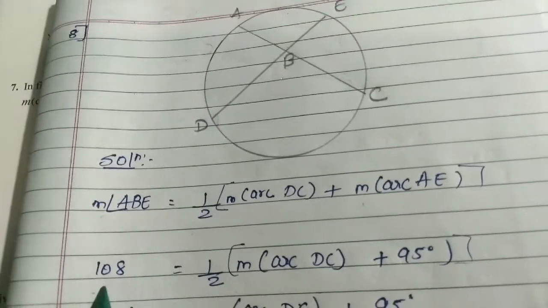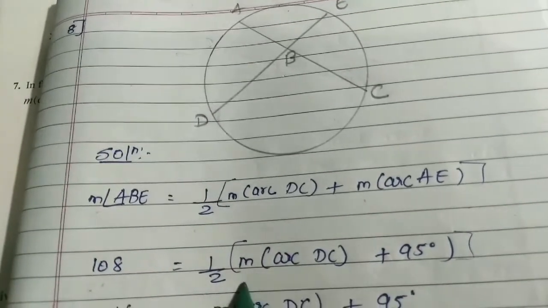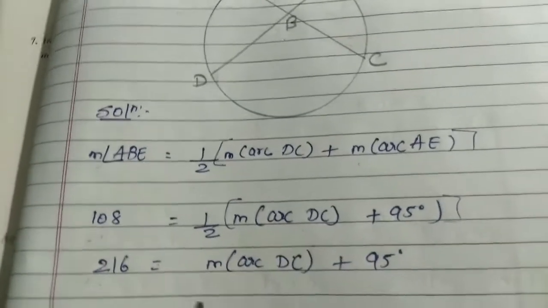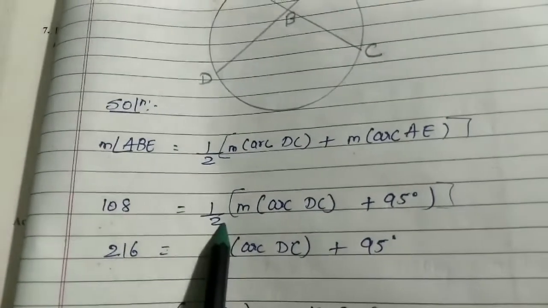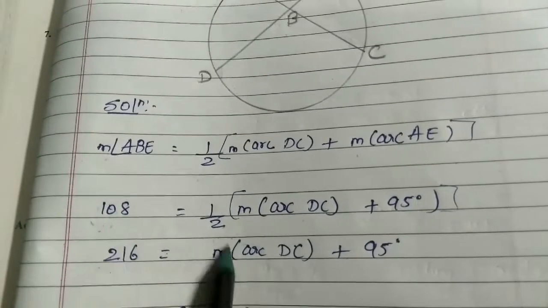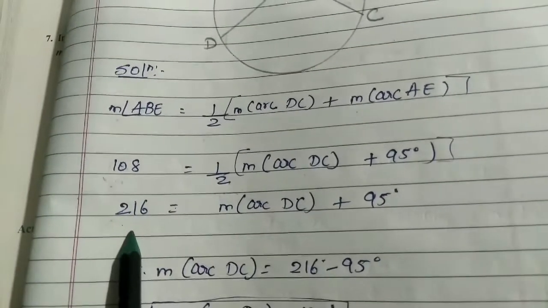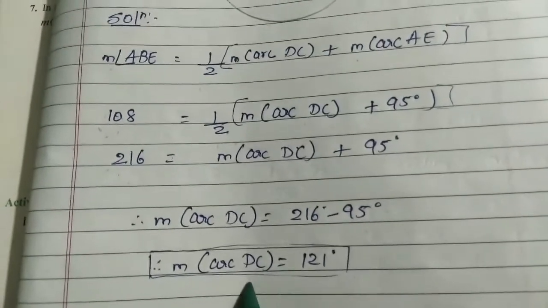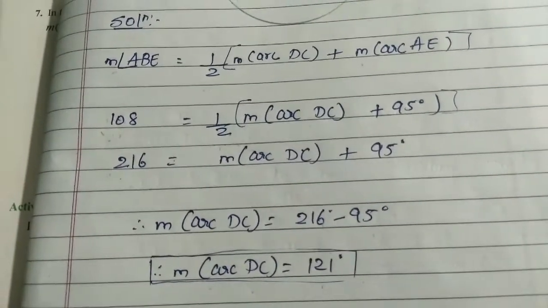equals half of major arc DC plus AE. So ABE equals 108, half into major arc DC plus 95. Cross multiplying will give you 216. So 216 minus 95 will give you major arc DC as 121 degrees.